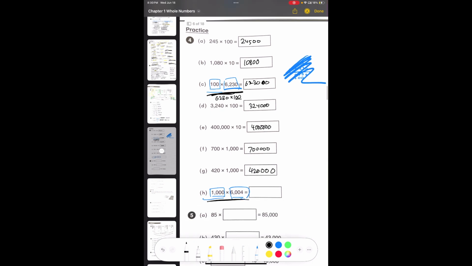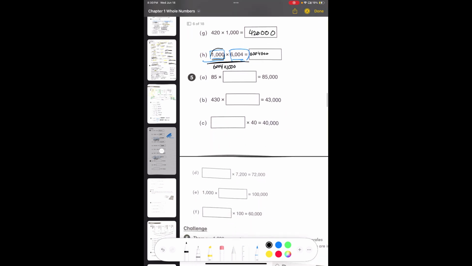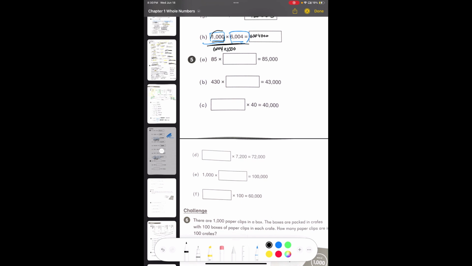And same thing here, it doesn't matter, it's just times a multiple of 10. So 6,004, add three zeros, because it's equivalent to 6,004 times 1,000. And I'm going to leave you to redo this section to see if you know how to do it now or if there's anything to improve on.